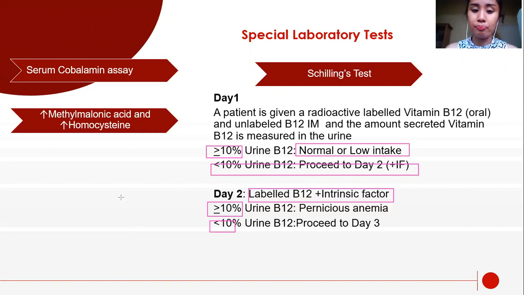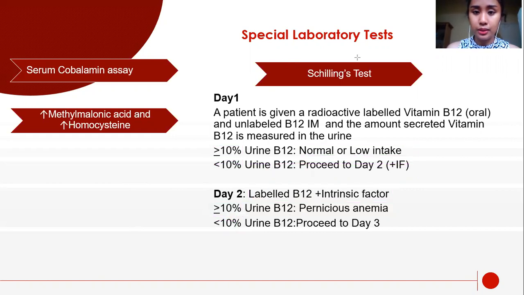So, the Schilling test. It's a test of assessing the root cause of vitamin B12 deficiency, whether it's malabsorption or dietary intake. What we do is give orally a patient radio-labeled vitamin B12, and after an hour, we give them unlabeled vitamin B12 intramuscularly.